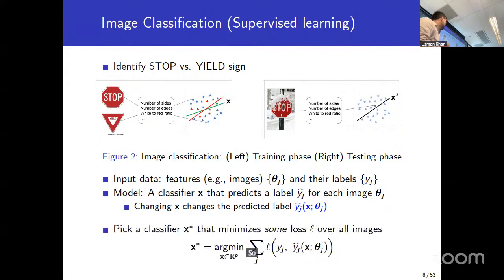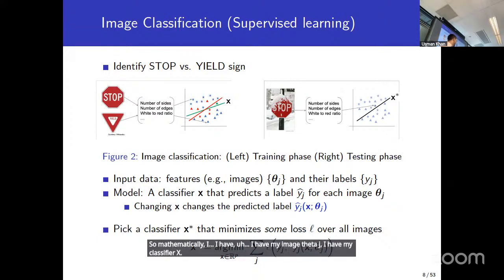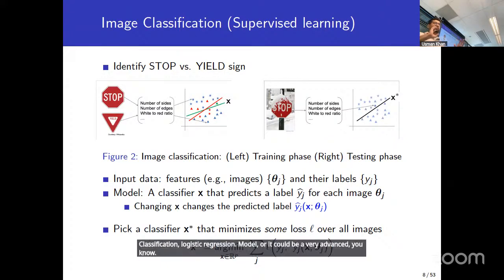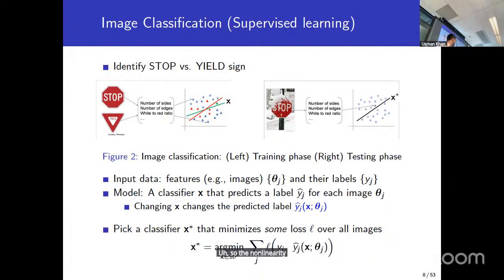So mathematically, I have my image theta j. I have my classifier x. Based upon that, I will predict a label to image j, and this yj hat is the machine. So it could be a simple binary classification logistic regression model, or it could be a very advanced vision transformer with 70 million parameters. So the nonlinearity and the model architecture come in this yj hat. X are the model parameters or the neural network weights. So in this simple case, X just defines the hyperplane.